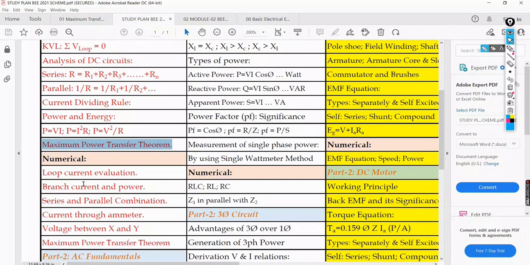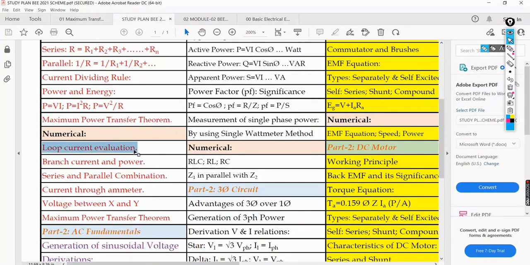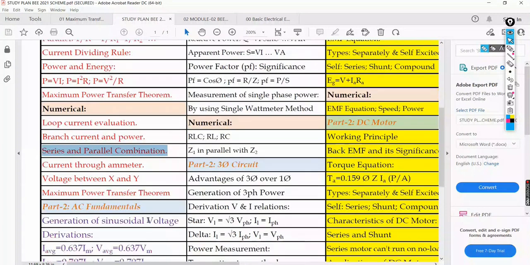Then I have discussed the problems. Loop current evaluation: by providing a network, you need to find the branch currents with respect to a particular branch. Then branch current and power: they will provide two resistances in parallel and one resistance in series, and they can expect current evaluation and power evaluation. That I also covered. Then problems based on the series-parallel combination to find the current.